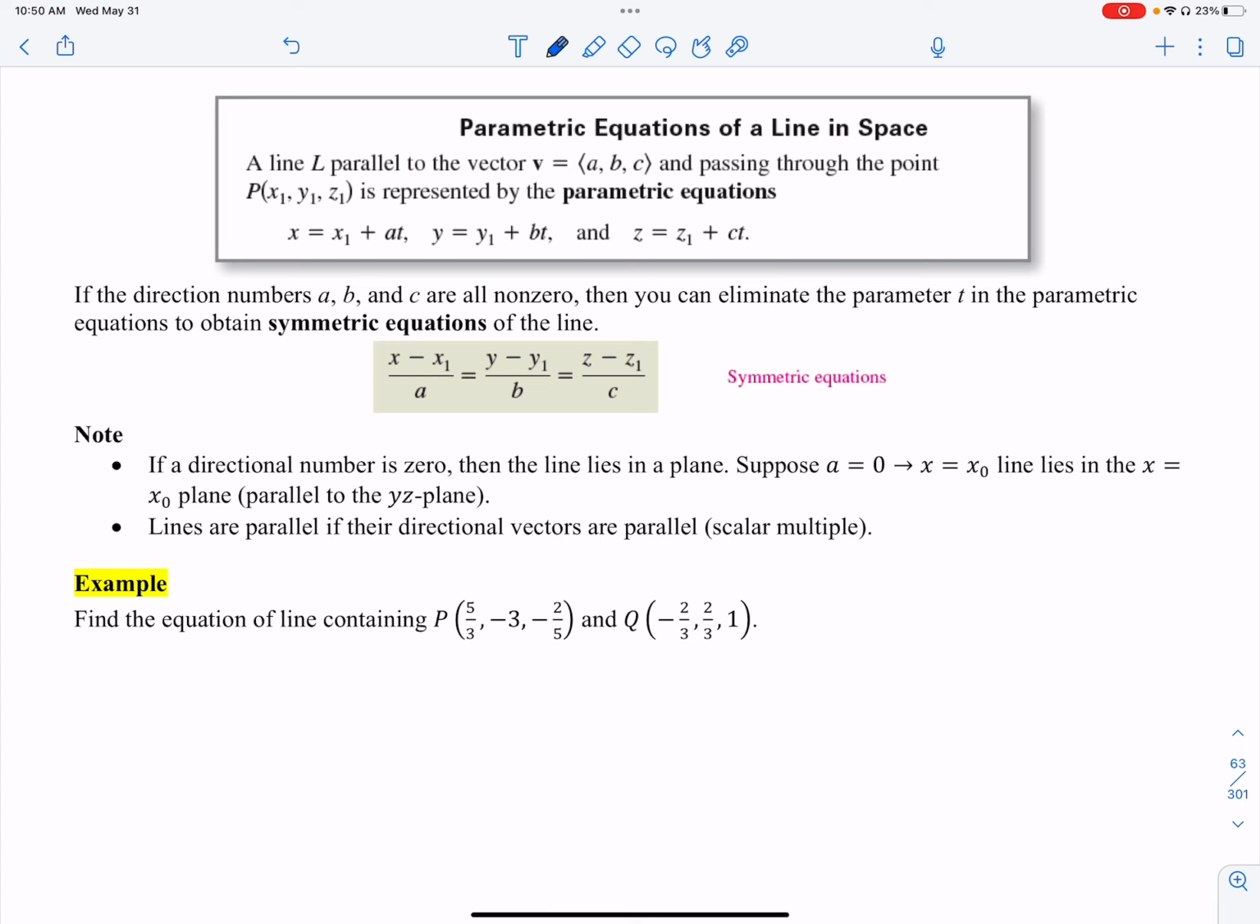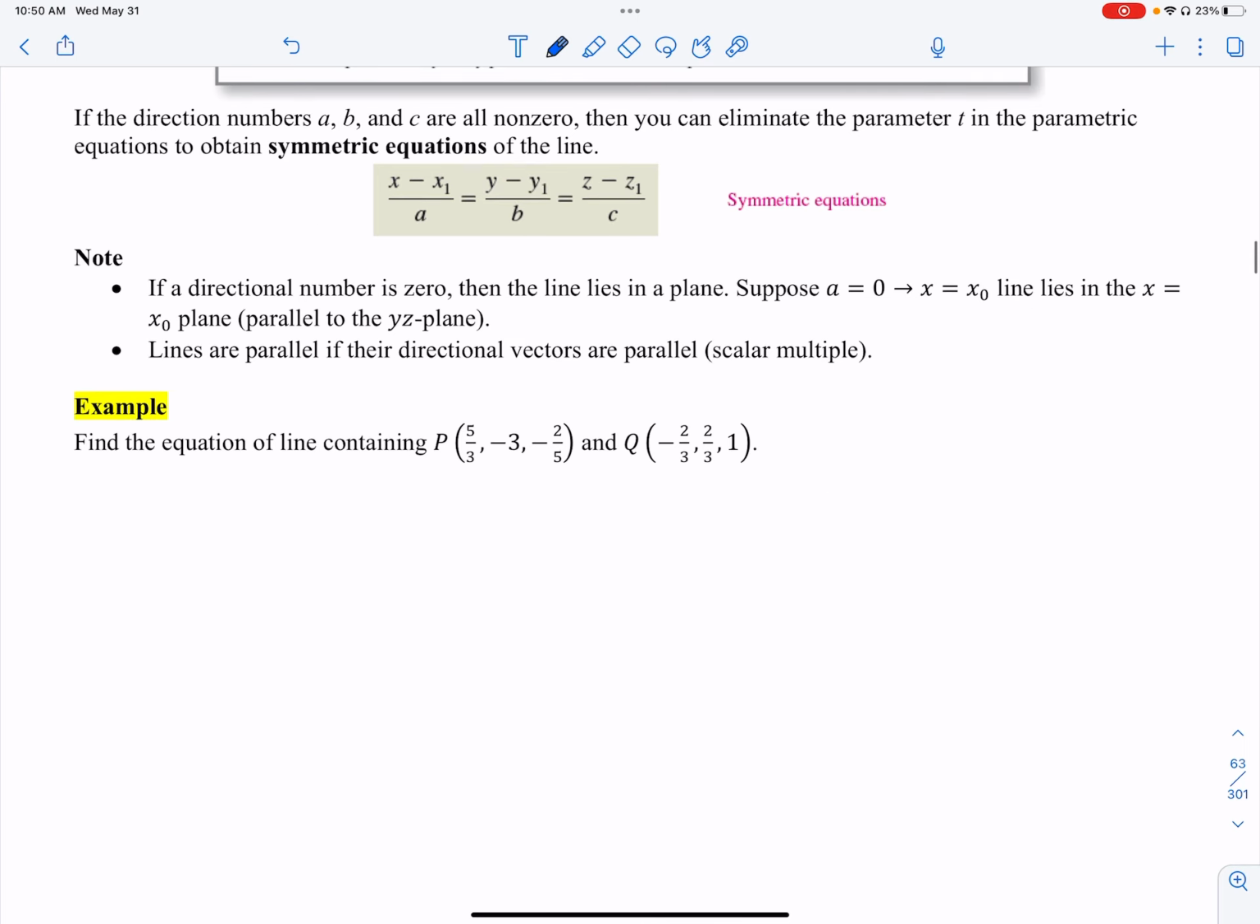Okay, so it says find the equation of the line containing the point P and the point Q. So I'm going to keep writing this because we're going to have a bunch of things that we're going to be finding. So I'm going to write out what we need to find. So to create a line, we need a point and we need a directional vector.